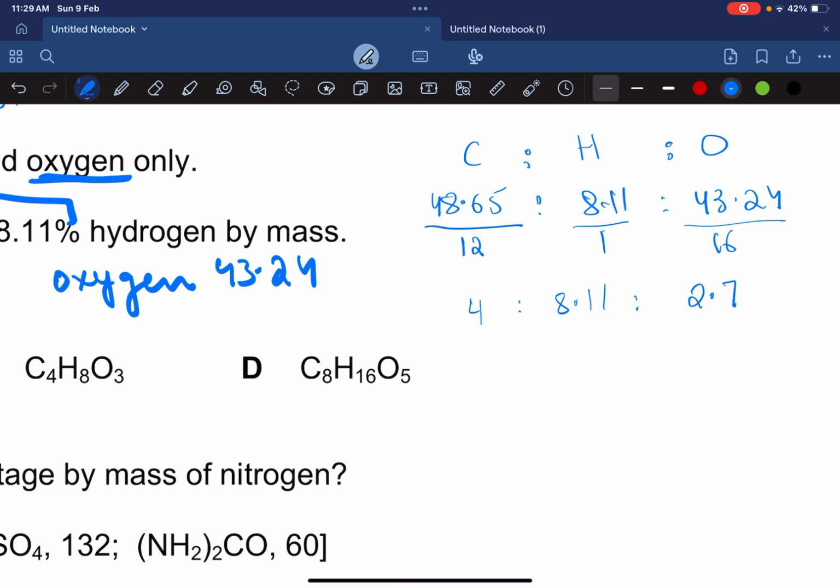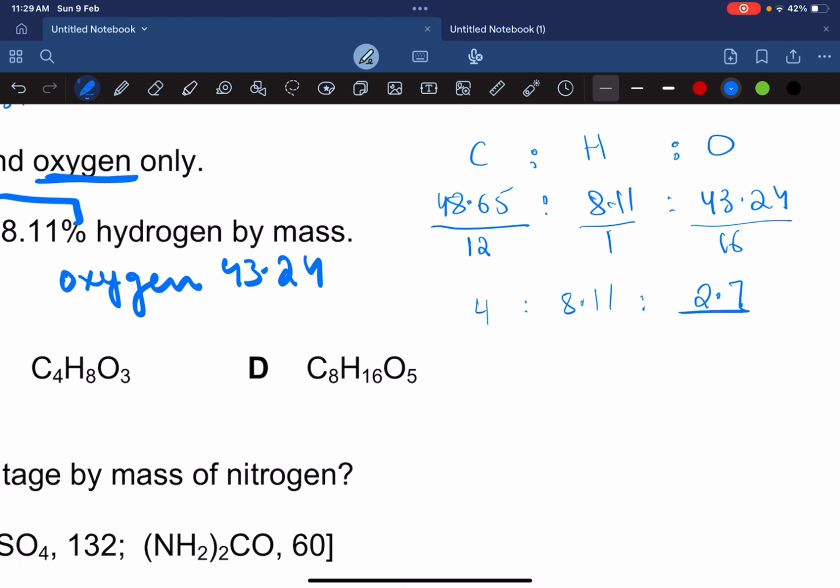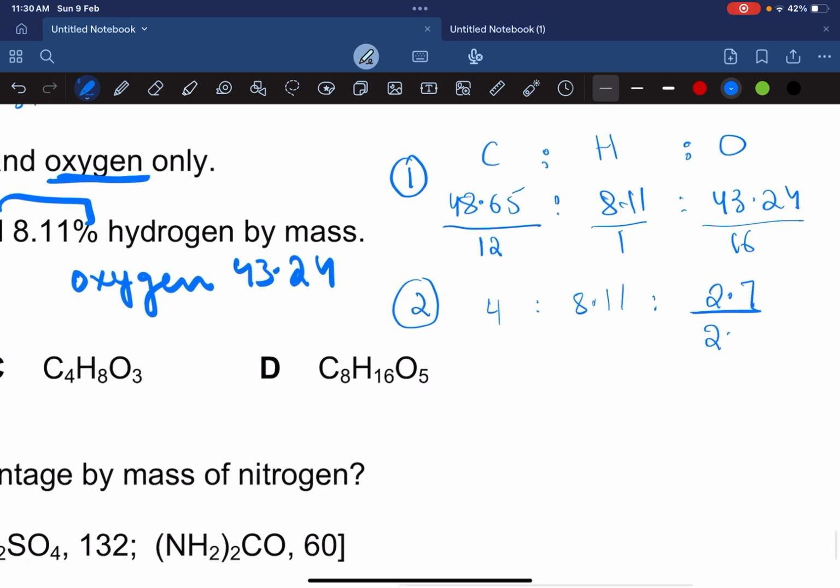Okay, now what you do is you divide all 3 moles you've gotten by the smallest mole ratio. Okay, what steps I told you? Step 1 was to find the moles. Step 2 is to divide all the moles by the smallest mole ratio. The smallest in all 3 of these is 2.7, 2.7, and 2.7. Okay, so let's do it. This is going to be 1. 4 divided by 2.7. You got to be quick with these calculations during the exam because you only have 1 hour for this paper.